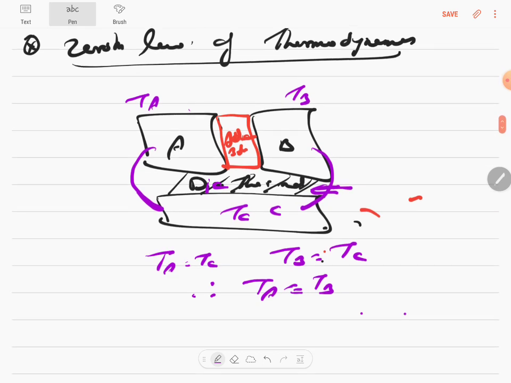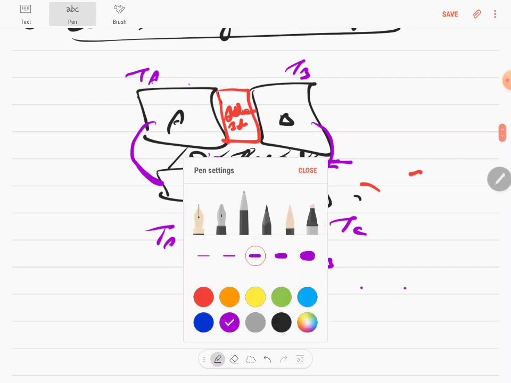That is, when you have three systems A, B and C, where A and B are separated by an adiabatic wall, no flow of heat is allowed, and there is a system C which is separated from A and B by a diathermal wall which allows exchange of heat. Then TA is equal to TC, TB is equal to TC, therefore TA and TB will be equal. This law is known as the zeroth law.